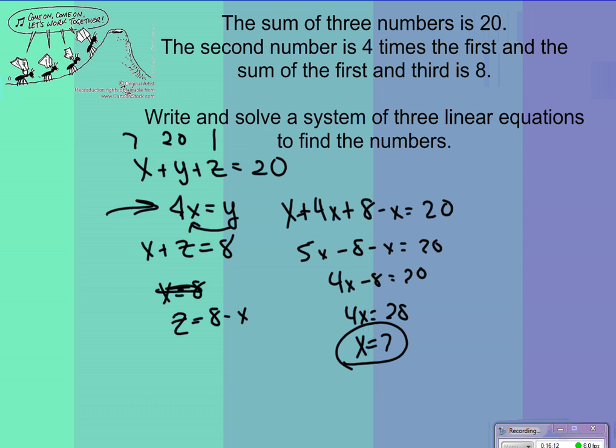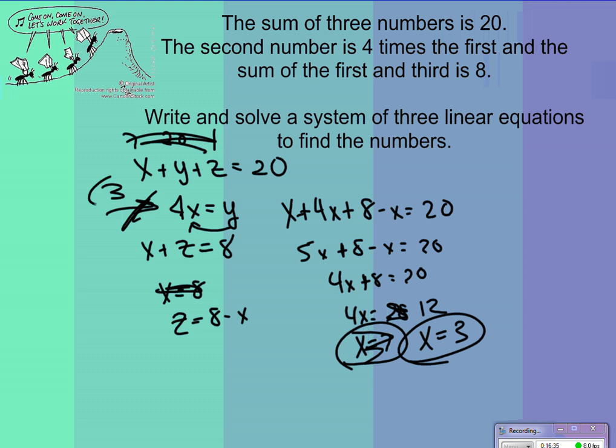Right here, the second number is 4 times the first. See what I did? I'm sorry. This was all correct. I made one slight mistake here. This should be plus 8x here, plus 8 here. So when I bring that over, it should be 12. X should, in fact, be 3. So this should be, x should be 3, y should be 12, and 8 minus 3 should be 5 for z. That works way better.